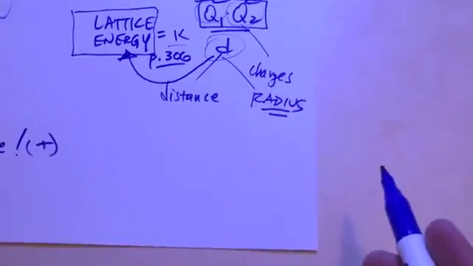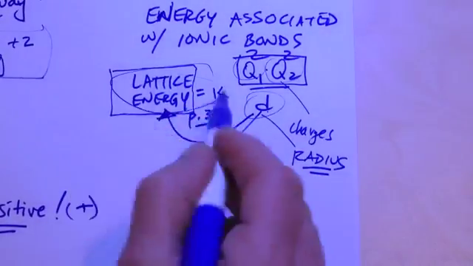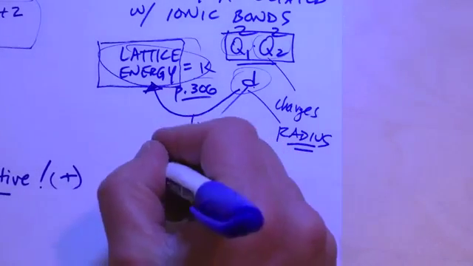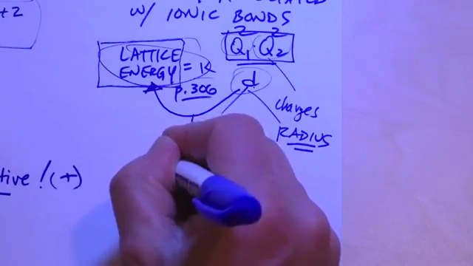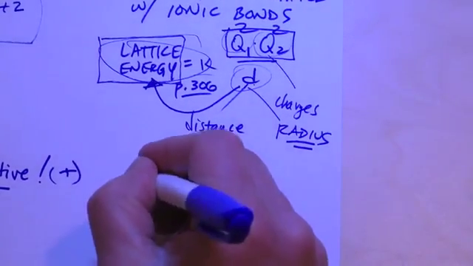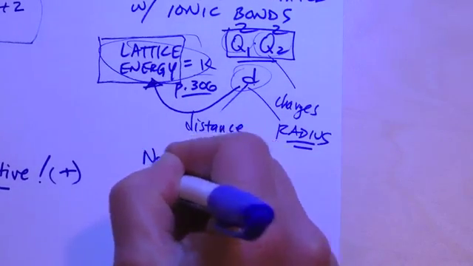Let's take a look at an example of how you can use lattice energy to determine how well 2 things will ionically stick together. Take, for example, NaI, and then take, for example, our other one, MgS.